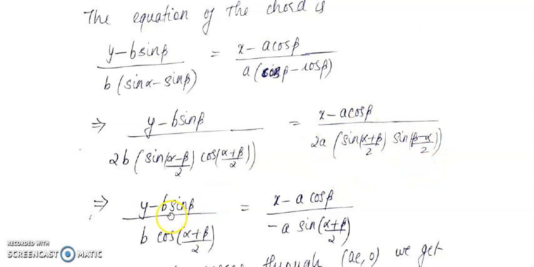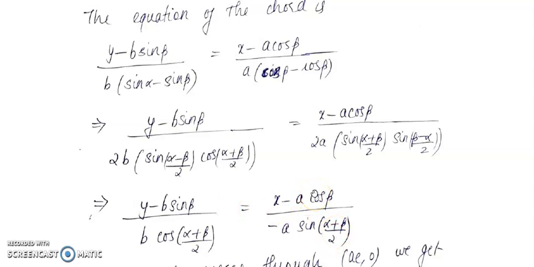So here sin((alpha minus beta)/2) cancels, and a negative sign will come in the denominator. So remaining you will have this equation: (y minus b sin beta) over b cos((alpha plus beta)/2) equal to (x minus a cos beta) over minus a sin((alpha plus beta)/2).